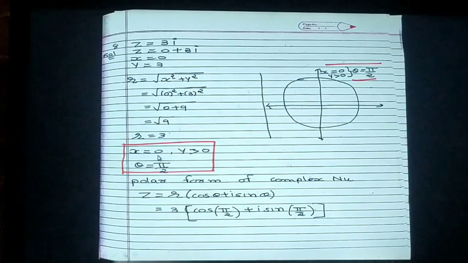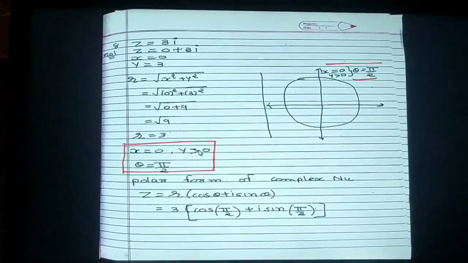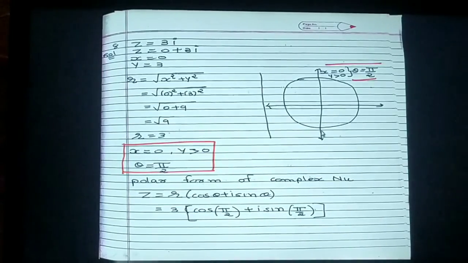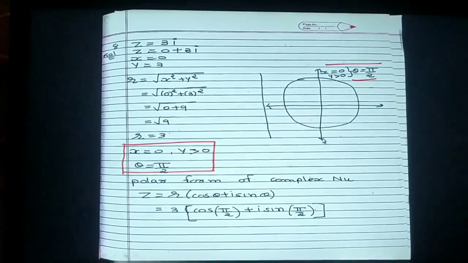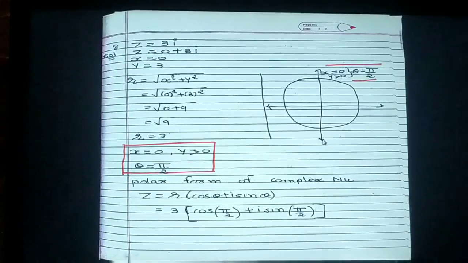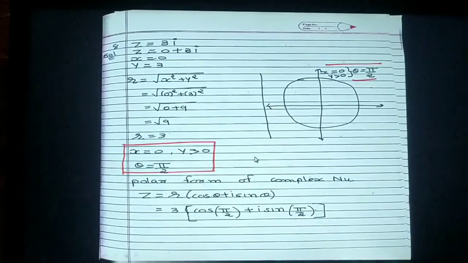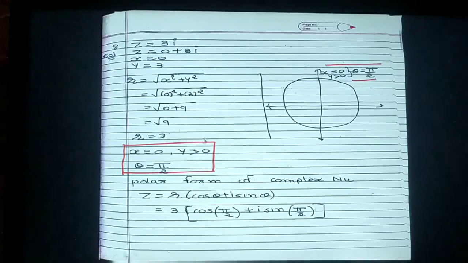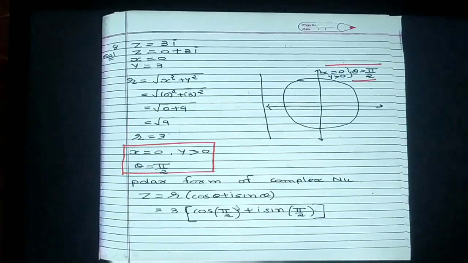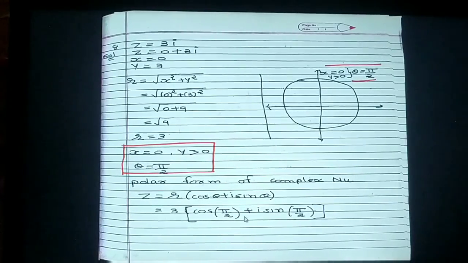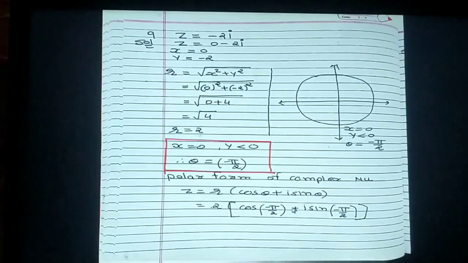Now x equal to 0 and y greater than 0. x equal to 0, so it is on the y axis, and y greater than 0, so again it is on the positive direction of the y axis. So theta is equal to pi by 2. The polar form of a complex number, z is equal to r cos theta plus i sin theta. r is 3, cos pi by 2 plus i sin pi by 2.